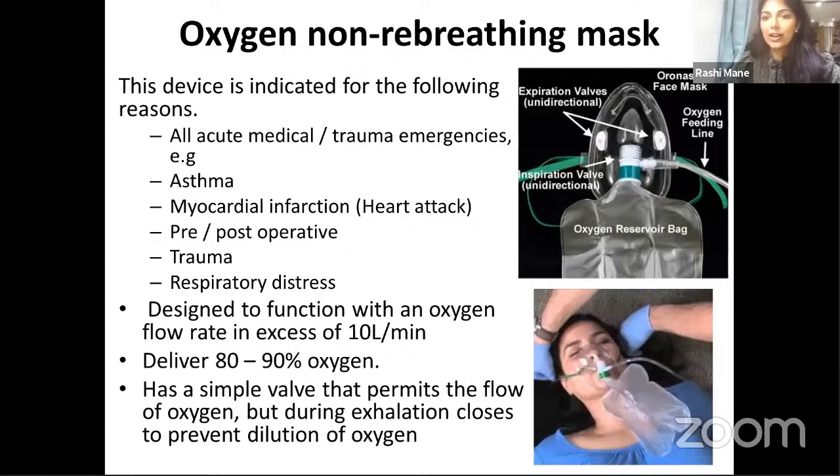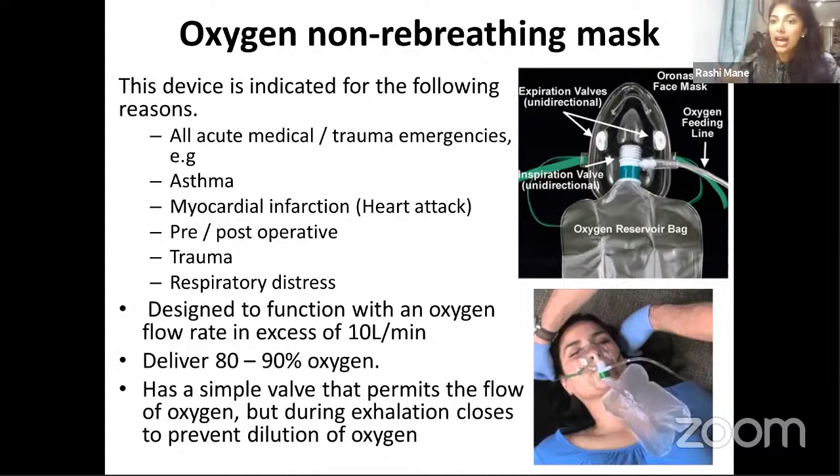It seems like an overwhelming one, but this is the one that you would see most commonly. It's called an oxygen non-rebreathing mask. Why it's called non-rebreathing is because you don't end up taking any exhaled air back into the mask. Essentially, it comes out of the expiratory valves that you see here. You would use this in trauma emergencies, in asthmatic patients, anyone with an MI, or pre or post operative, because they've been under low oxygen levels throughout the whole operation.